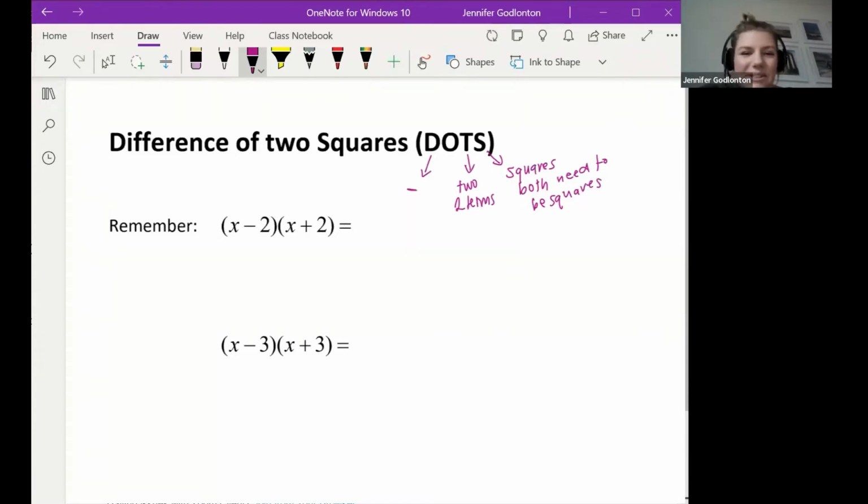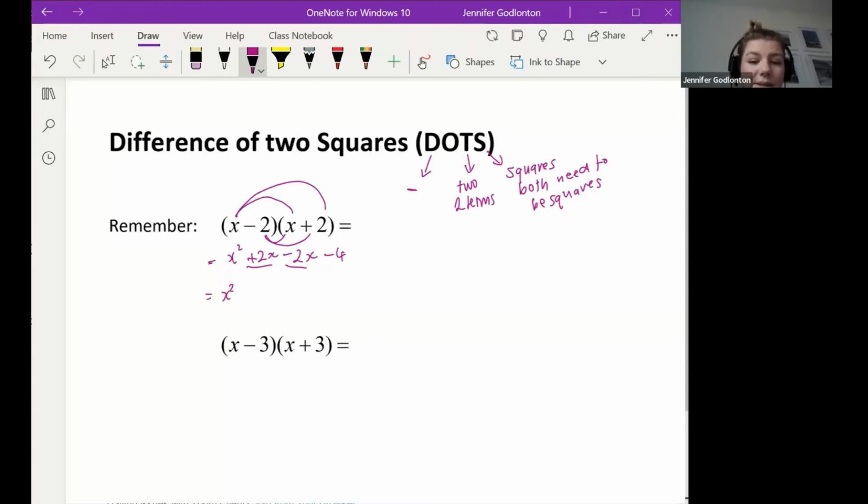Okay, so this is difference of two squares. If I was to work this out, this isn't factorizing. This is just expanding these questions over here. This is like if we were looking at FOIL. I would say x times x, which is x squared, x times 2, which is 2x, negative 2 times x, which is negative 2x, and negative 2 times 2, which is negative 4. And then these two are like terms, so they're going to cancel each other out because I've got 2x minus 2x, so I'm left with just x squared minus 4.